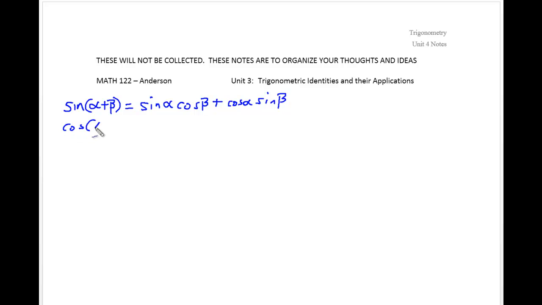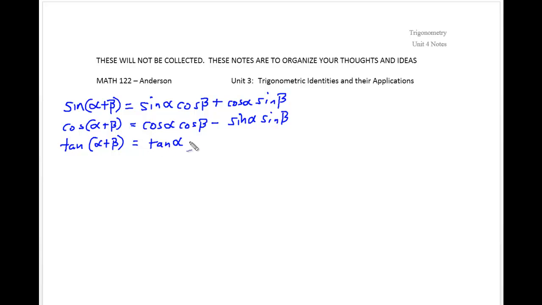Cosine of alpha plus beta was cosine alpha cosine beta minus sine alpha sine beta. Tangent of alpha plus beta was tangent alpha plus tangent beta divided by 1 minus tangent alpha tangent beta.